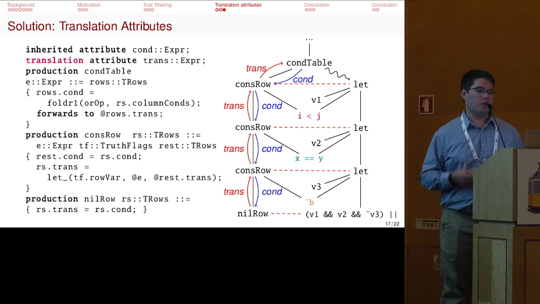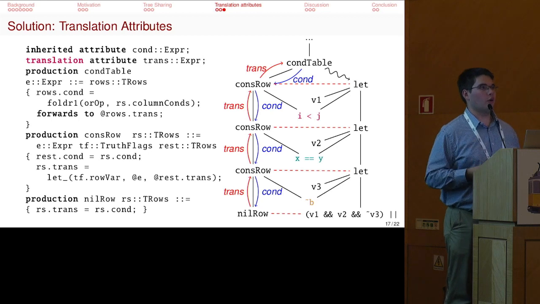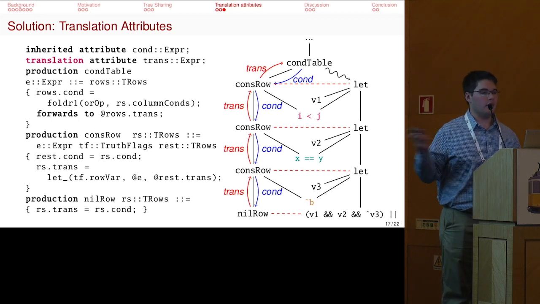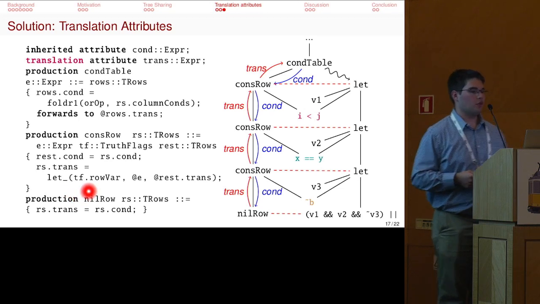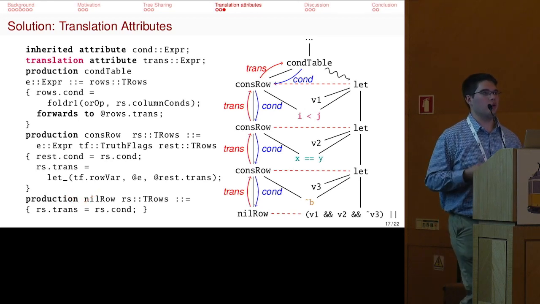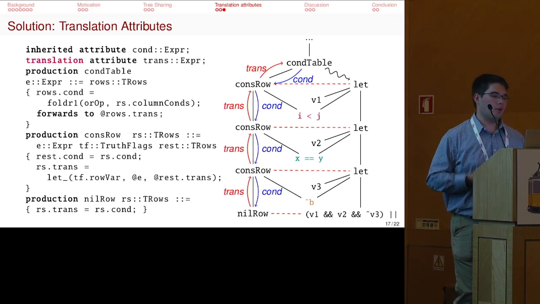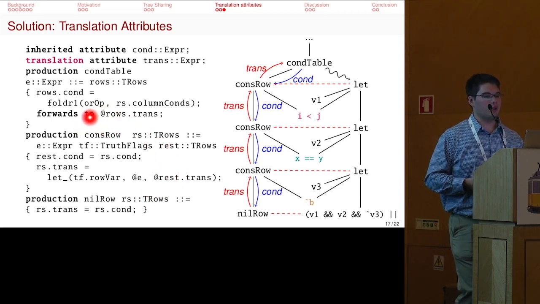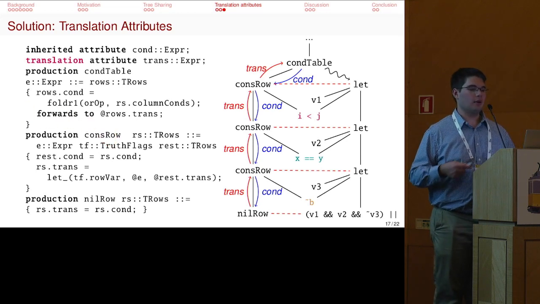The equations that are specified for a translation attribute construct terms, just like an ordinary higher order attribute, as we can see in the nil row production. However, unlike higher order attributes, we permit sharing in a translation attribute equation, which we can see here in the cons row. And also the value of a translation attribute is a decorated tree, and we can share it just like we would share a child, as we see in the cons row and also in the cond table production where we forward to the shared value of the shared tree constructed by rows.trans.